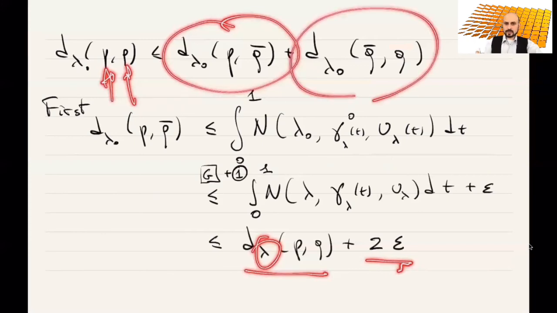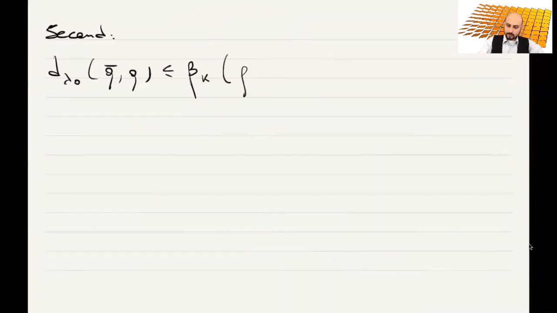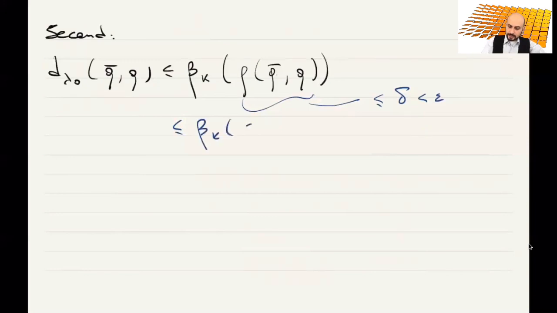Okay, so let's finish with the second term. d lambda 0 of q bar q is less than or equal to, now let's use the crucial lemma, so the points stay in the same compact set, beta of rho of q bar q. As you said, this is less than this number, because of Gromwall, was less than delta, which is also less than epsilon, if you want. So this was less than beta k epsilon. And what's important is that this goes to 0 as epsilon goes to 0.